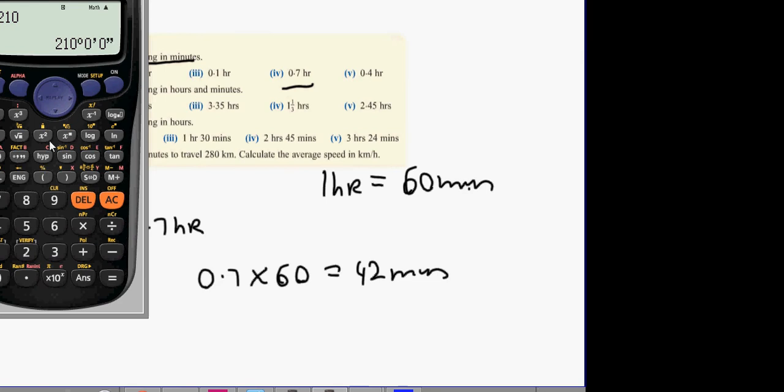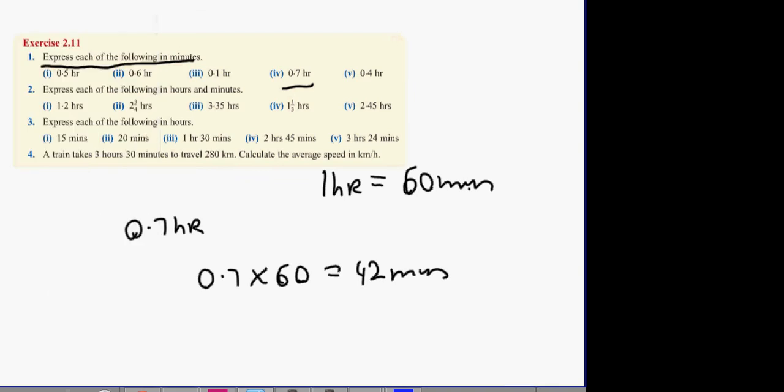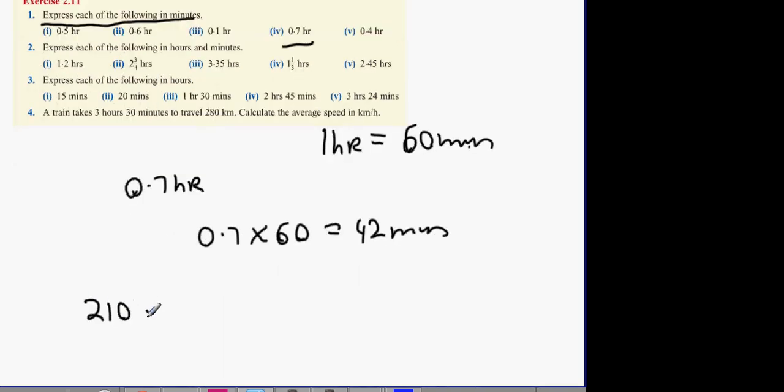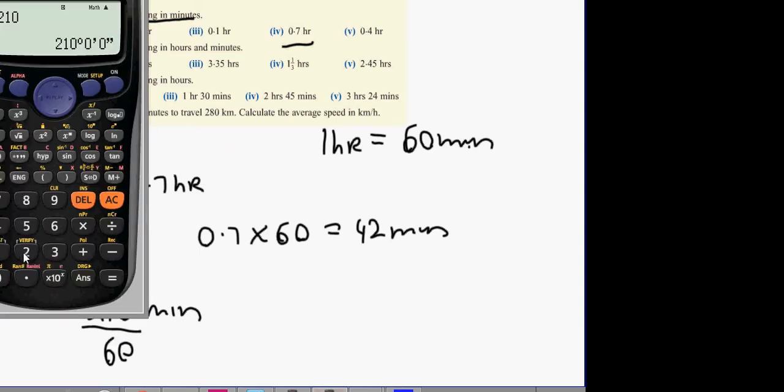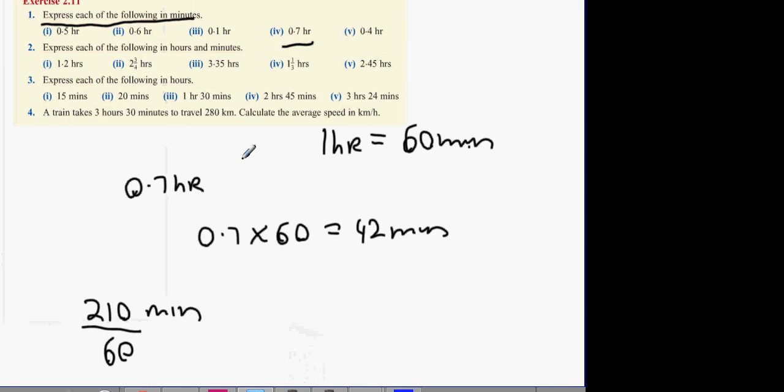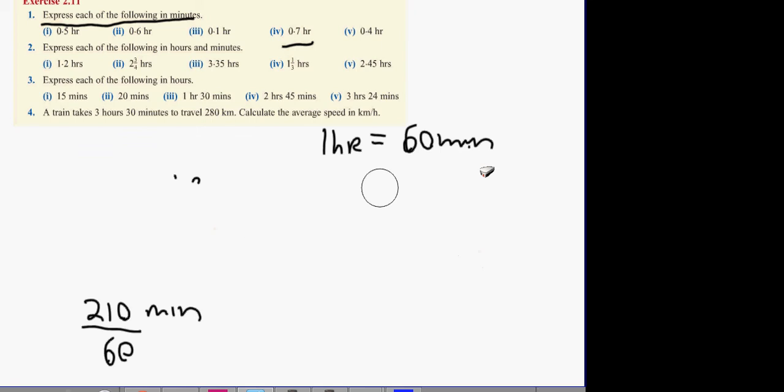Press this button here. Actually, it doesn't do it for you now. So in which case I will have to convert them. If we have 210 minutes, all we have to do is divide by 60. 210 divided by 60. We find out that it's 3.5 hours. You can press that button, 3 hours 30 minutes. So it works quite well.